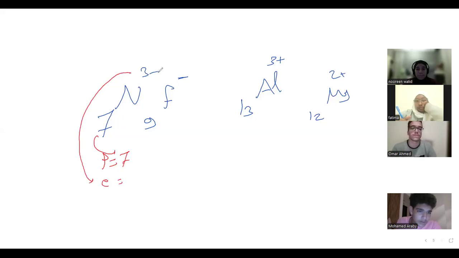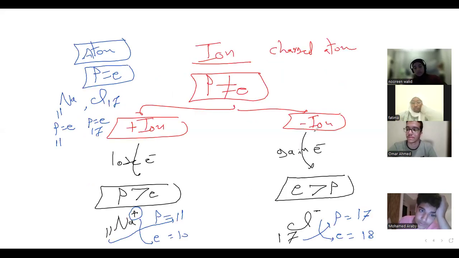Negative 3, gaining 3. You said negative, this number is 3. Negative 3, it's going to become... gaining 3, gain 3 electrons. Negative refers to gaining, so it will be 10. For negative, negative refers to gaining electrons: 17 becomes 18. And positive, losing electrons.